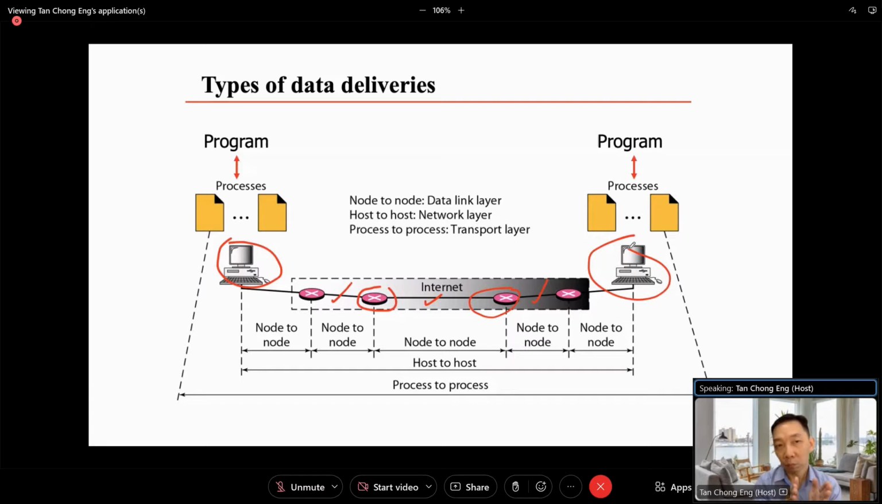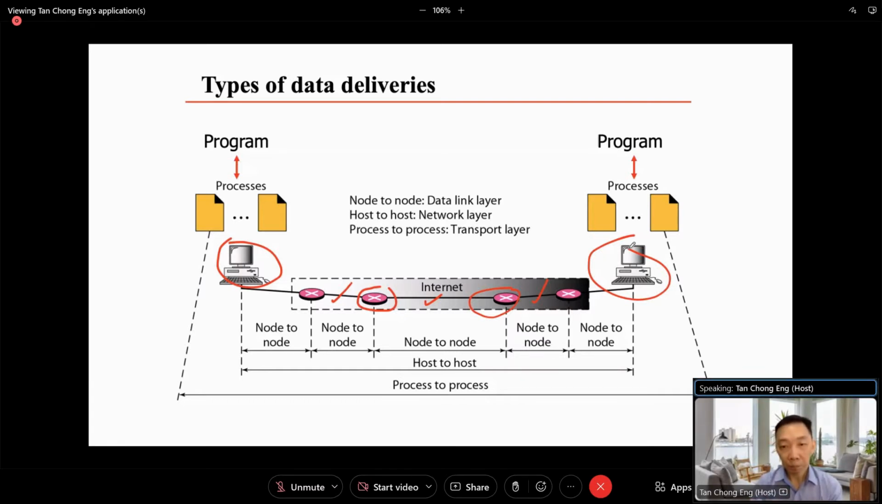So when we talk about process to process delivery, it is basically software to software talking to each other. Your computer software, this is higher level network software talking to each other. So they have to talk using the right protocol. Again, for one computer software to talk to another computer software, it has to be using the same type of protocol, so that they can exchange information.